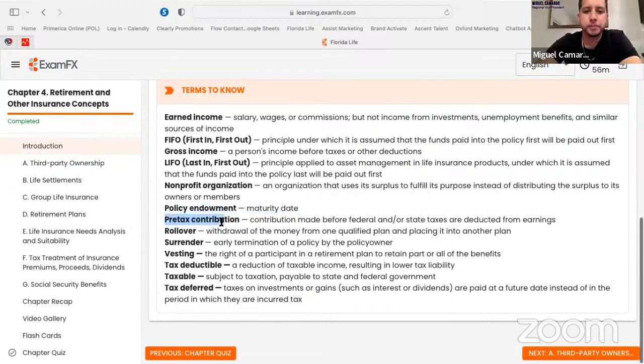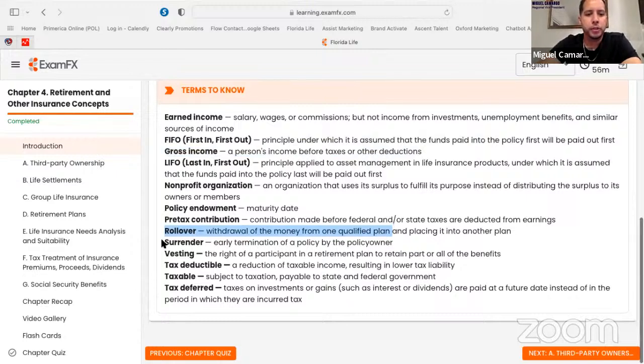Pre-tax contribution. This is money that is contributed to your retirement accounts pre-tax. This is generally your 401k plans, your 403bs, your TSPs, the retirement accounts that you set up through your jobs. Rollover. If you leave a job, you have to take that money with you. It's when you roll this money over into a new account. Generally, you roll it over into your new account with your new employer, or you roll it over into another financial institution.